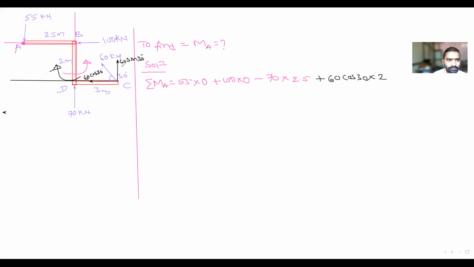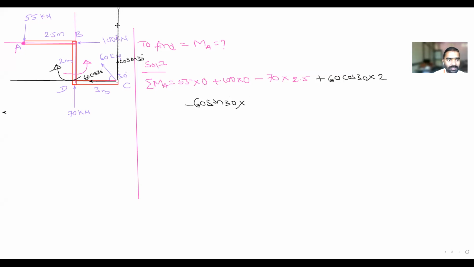Now I will consider the vertical force. Vertical force is 60 sin 30. When this is acting, consider there is no other force, only the vertical force. When this vertical force is acting, is the entire body moving in the clockwise or anti-clockwise direction? Anti-clockwise. Okay. So this is moving in anti-clockwise direction. So that is minus 60 sin 30 into, so it is in vertical direction. How much is the perpendicular distance between the point A and this one? How much? 5.5 meter.